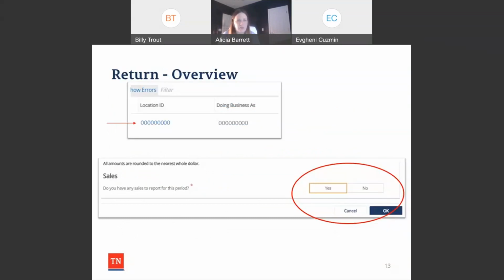Now, if you click on no, the next screen you're going to see is a list of your locations. It's going to have your location ID, your doing business as name, as well as your location address. So the location ID, if you click on that, the first question you're going to be asked is, did you have any sales to report for this period? If you answer that no, you can click OK and you're pretty much done.